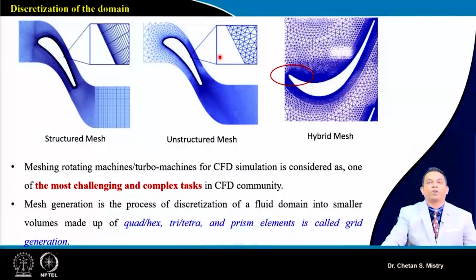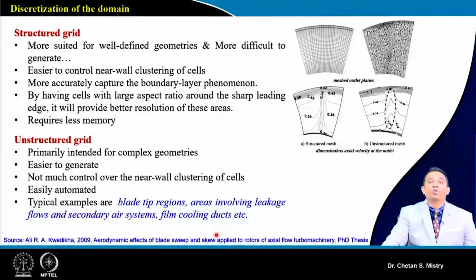Now for meshing, we can use quad mesh, hex mesh, tri or tetra mesh, or maybe prismatic kind of elements. That's what will be used for the generation of grid. We can say mesh, we can say grid. Both are the same in terms of terminology. Now there are two possibilities we have discussed: structured mesh and unstructured mesh, or structured grid and unstructured grid.